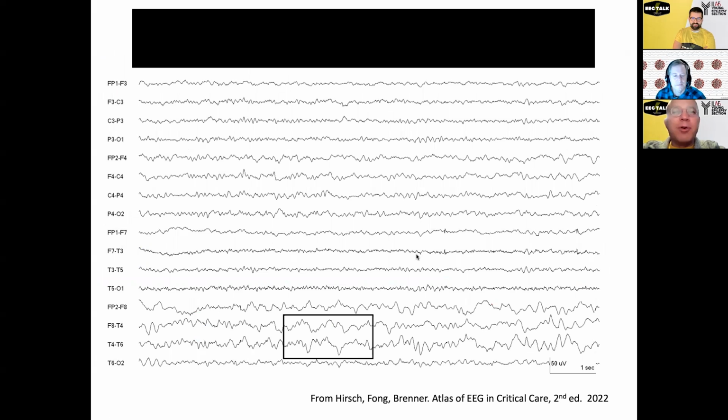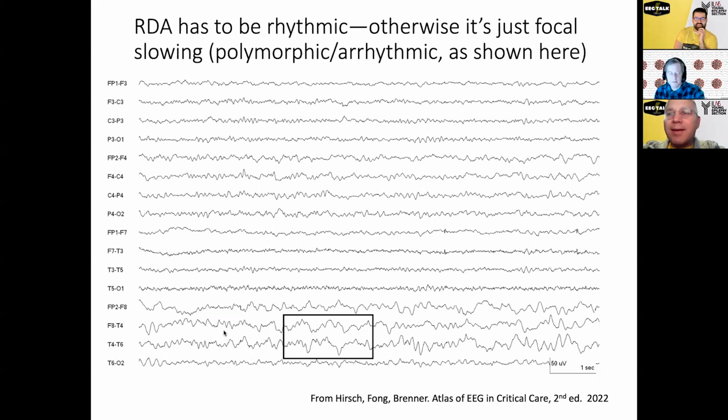Oh, this is just polymorphic slowing. No, I think it's excellent. That's the whole point of this one. It's not rhythmic delta activity. It's been shown by several groups that lateralized rhythmic delta activity has a pretty high association with seizures. In one paper that we did, it was actually exactly the same as lateralized periodic discharges. About 60% had seizures during that acute admission.